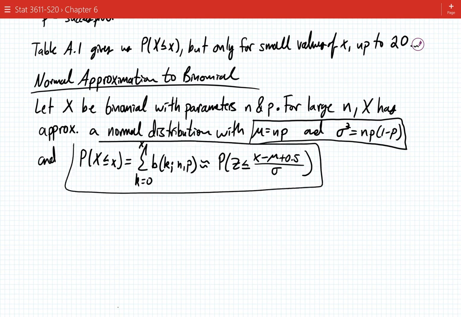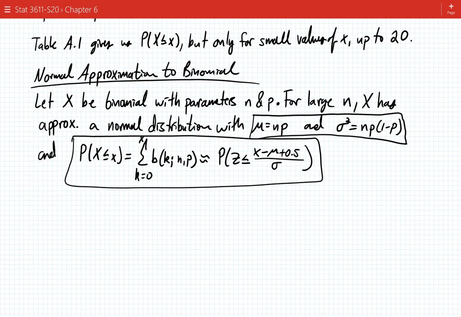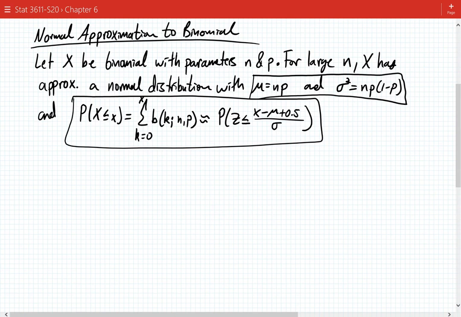This is very close to what it would look like to just convert a normal random variable x to a standard normal random variable z. But notice we have this x minus mu plus 0.5 over sigma, not just x minus mu over sigma. We'll talk about that 0.5 in a moment here.